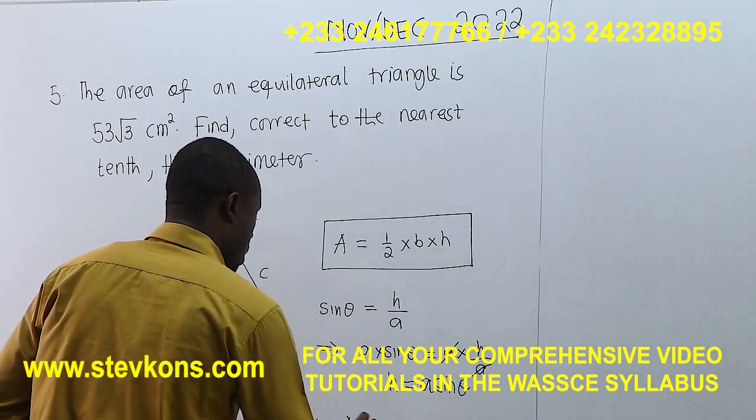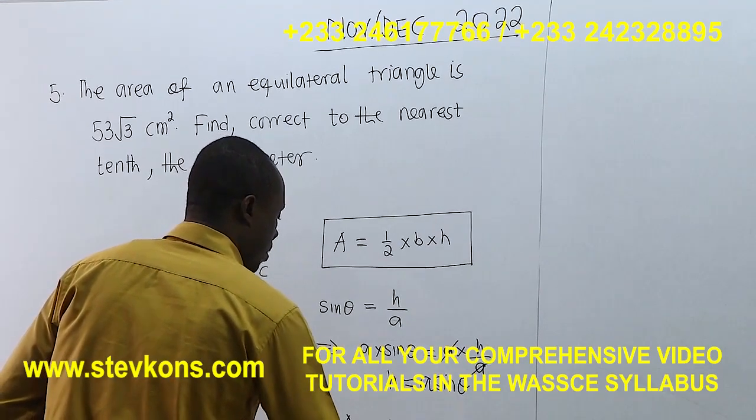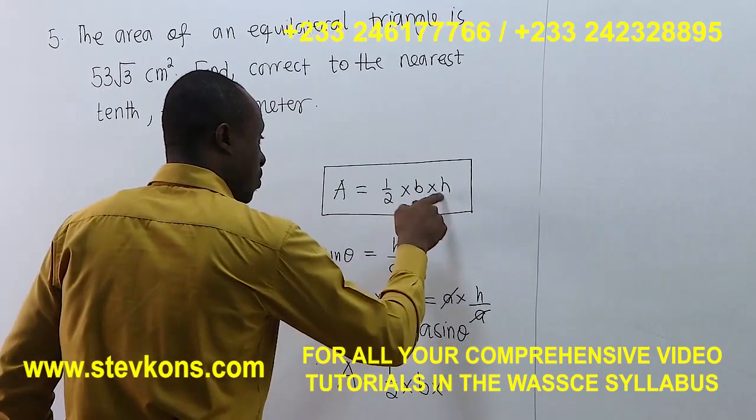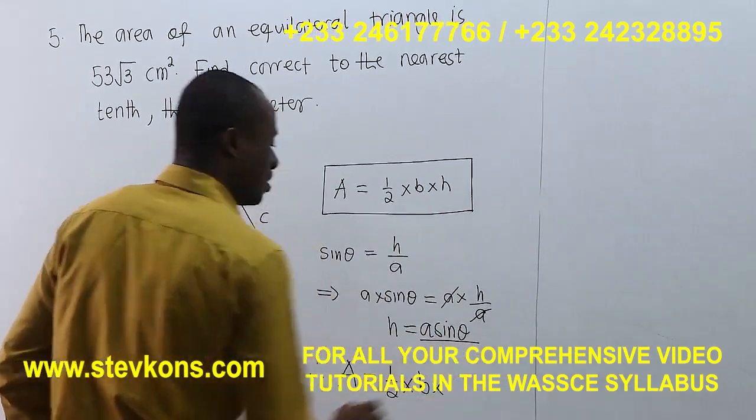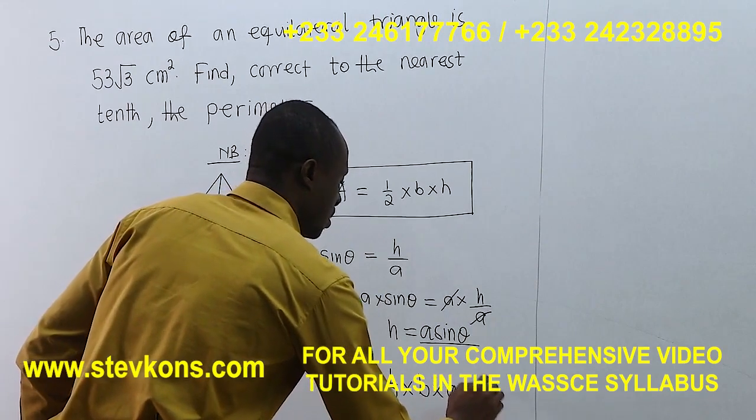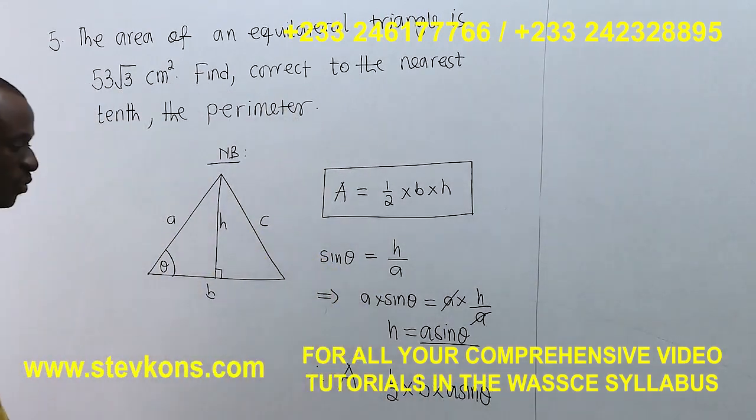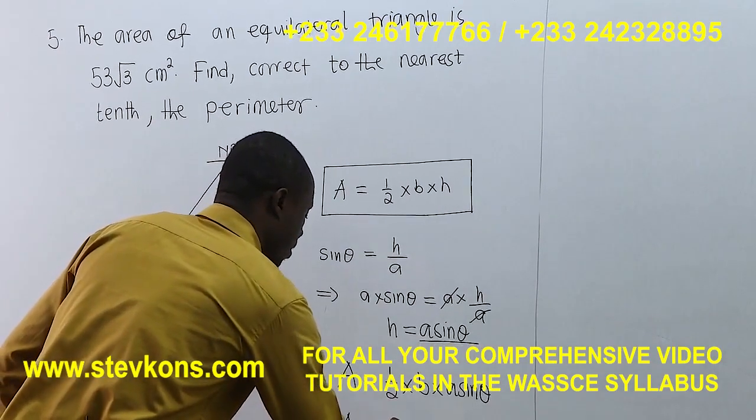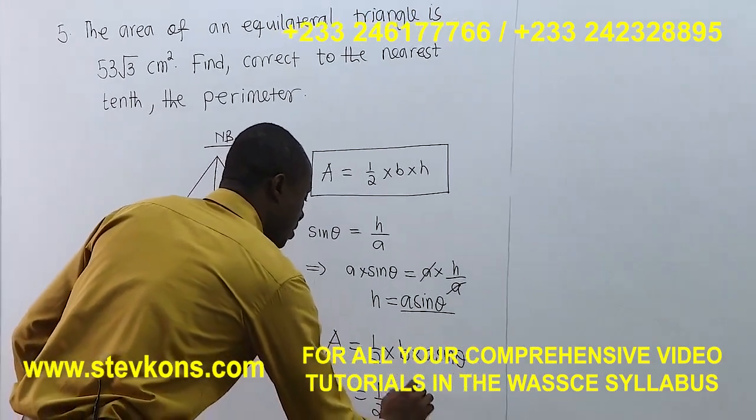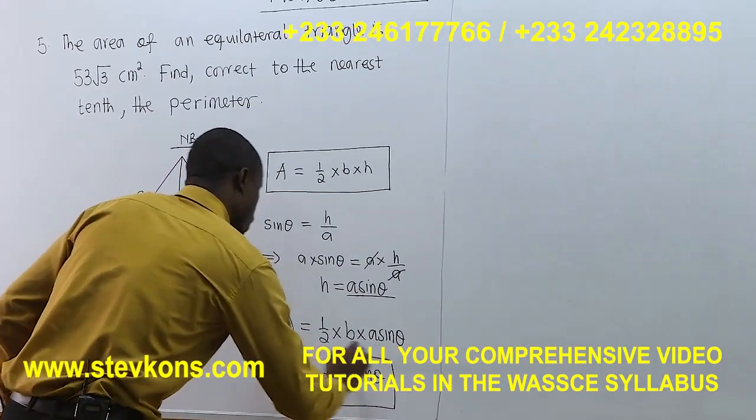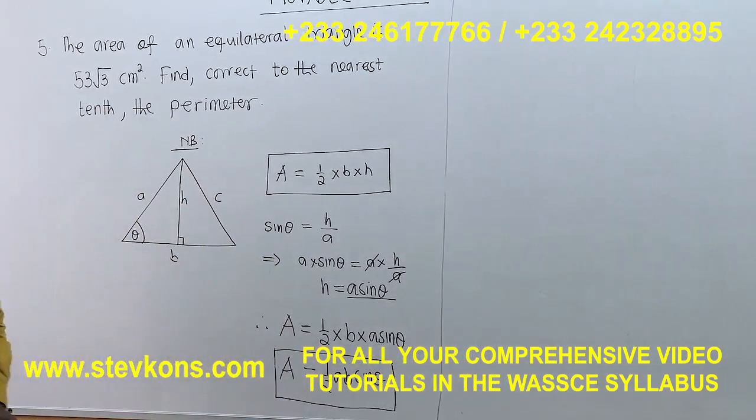Therefore, our area is half times B times H. And our H is A sine theta. So in the event that we don't know the height, we are saying that the area is half AB sine theta.